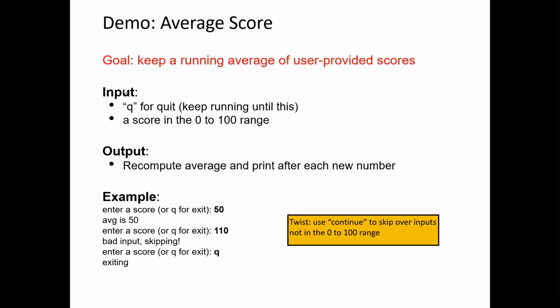All right, so a couple other details. The input is going to accept the letter Q, so we can quit, and we'll keep running until we get to that Q. And we're going to recompute the average every single time the user enters a number. I've got an example here. If they put in something outside of bounds, 110, we'll print out bad input, skipping. I probably won't remember it exactly, but I'll get something along those lines.